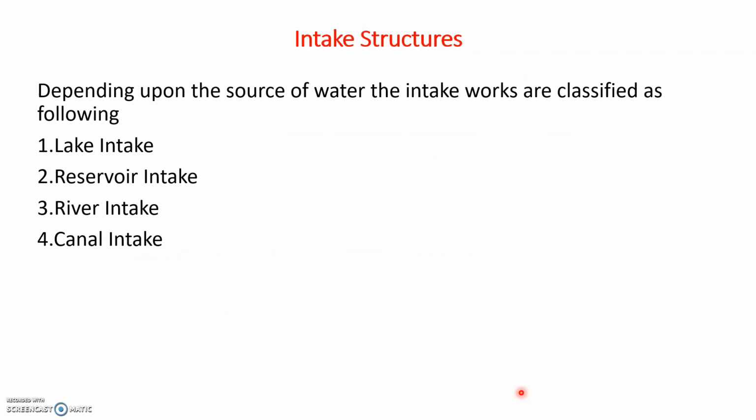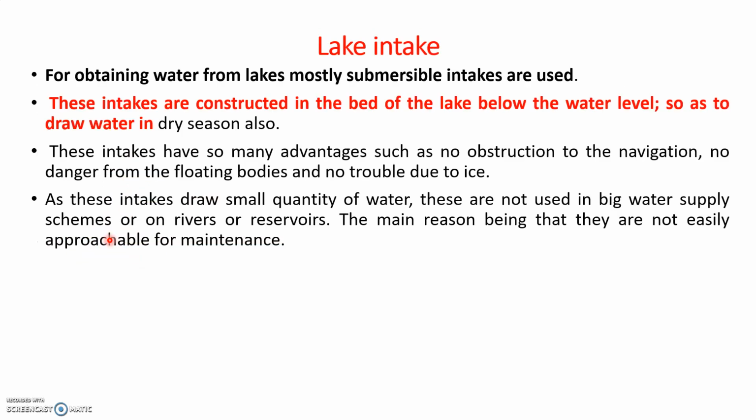Now there are various types of intake structure: a lake intake, a reservoir intake, a river intake, and a canal intake. Basically four types, so we will see them one by one. The first one: what is a lake intake? Where you place the intake structure in a lake, that is called a lake intake. Most often it is a submersible type of intake structure, always submerged in the water body itself, constructed in the bed.